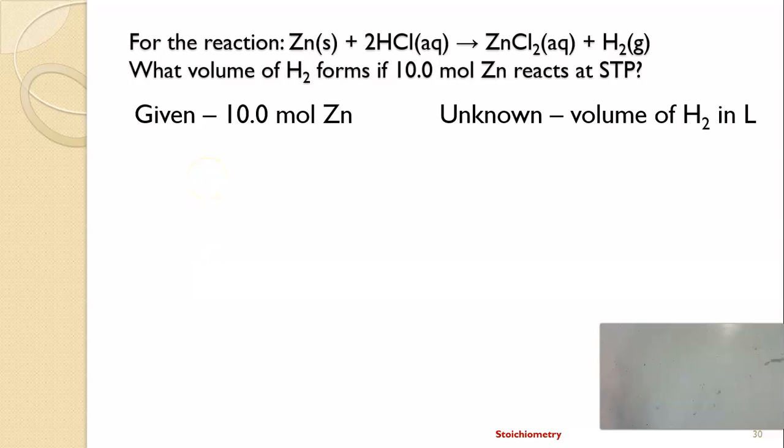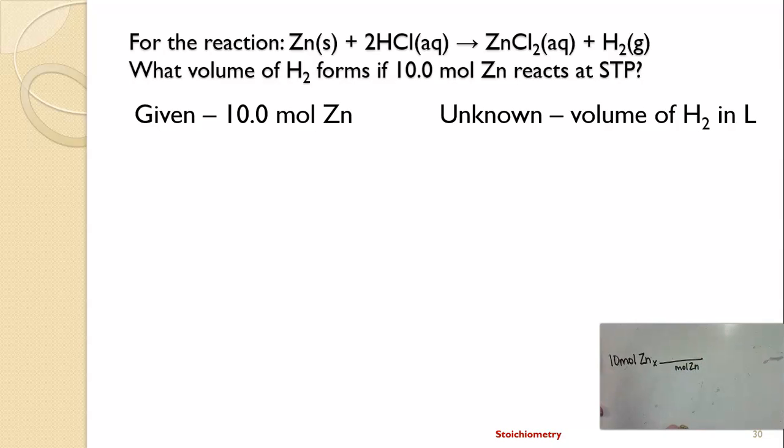Okay. For this reaction, zinc plus 2 hydrochloric acids yields zinc chloride plus hydrogen. What volume of hydrogen forms if 10 moles of zinc reacts at STP? Well, I know I'm going to use liters because hydrogen here is a gas, and that's what I'm looking for. I'm looking for volume of hydrogen. Okay? Given is 10 moles of zinc. So I start out 10 moles of zinc. I'm going to use my balanced equation the same way. I'm just using a different conversion factor. No freaking out. I just go down moles of zinc.